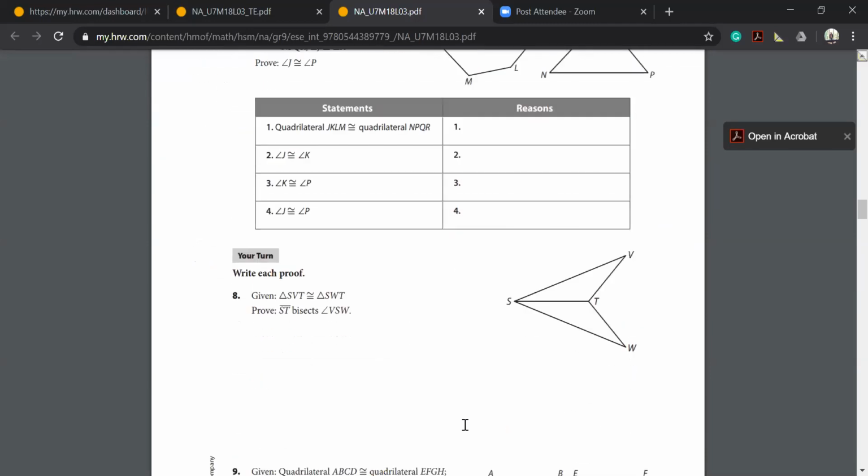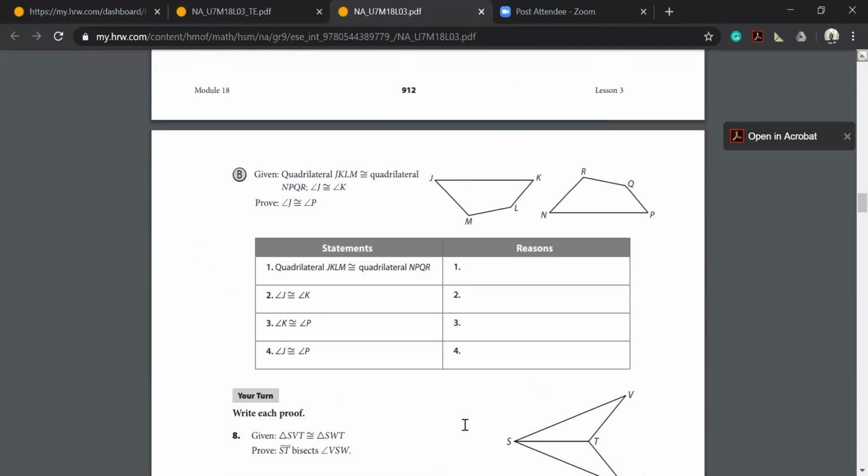Okay, let's go to the second part in here. I will do question B with you as well. Given that quadrilateral JKLM is congruent to quadrilateral NPQR. This is one given. Take care that he gave you another given: measure angle J is congruent to angle K. And he is asking us to prove that angle J is congruent to angle P.